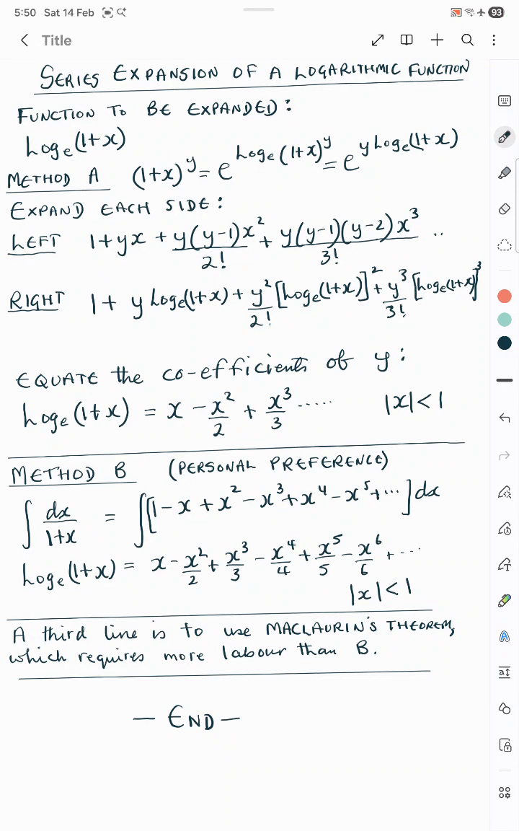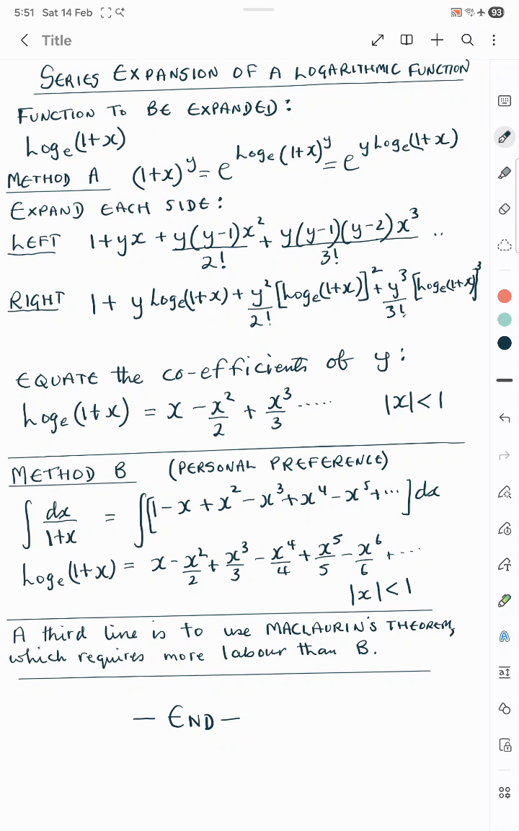Greetings. In this little cameo, I want to develop a series expansion of a logarithm function. The function to be expanded is log to base e of 1 plus x. I'm going to do it in two different ways.